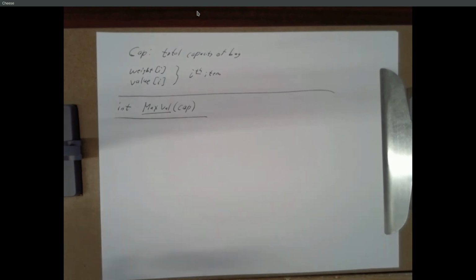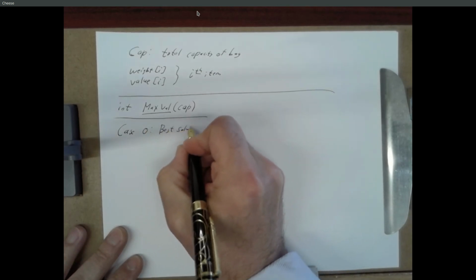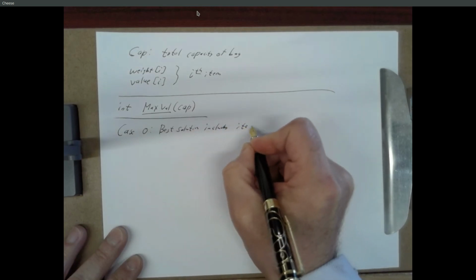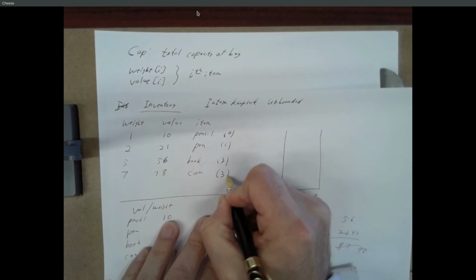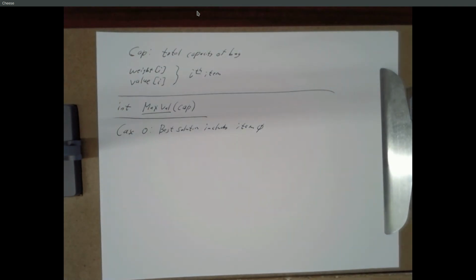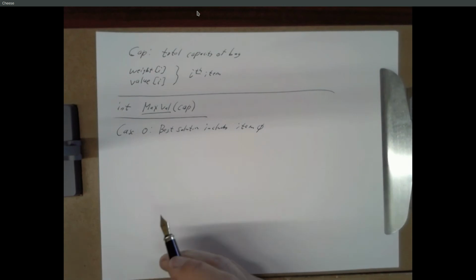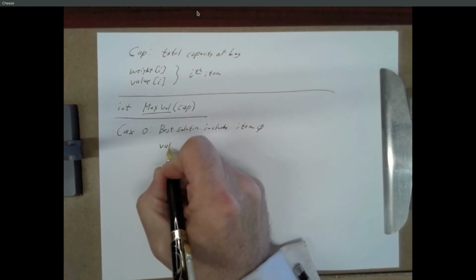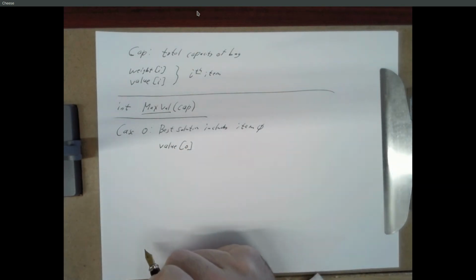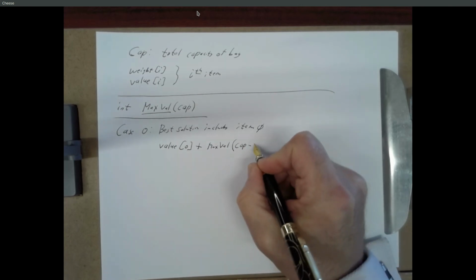Okay, so let's look at 4 cases. Case 0: best solution includes item 0. We'll think of these as item 0, 1, 2, and 3. So in case 0, our best solution includes at least one of item 0. Well, what's the maximum value we can get out of a bag with this capacity if we require that our solution includes at least one copy of item 0? It's going to be the value of one copy of item 0 added to whatever the maximum value is we can get out of a bag whose capacity has been diminished by the weight of item 0.